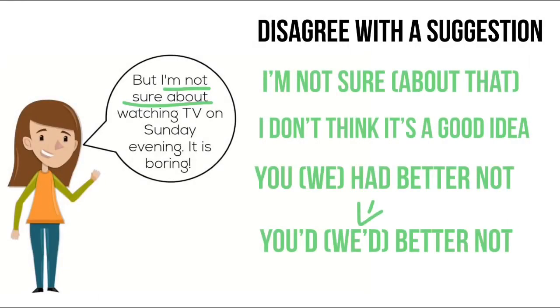But I'm not sure about watching TV on Sunday evening, it is boring. When you disagree with a suggestion, you can use the following phrases. I'm not sure. I'm not sure about that. I don't think it's a good idea. You had better not, or we had better not, but you can more often hear the short form of this phrase. You'd better not, we'd better not.